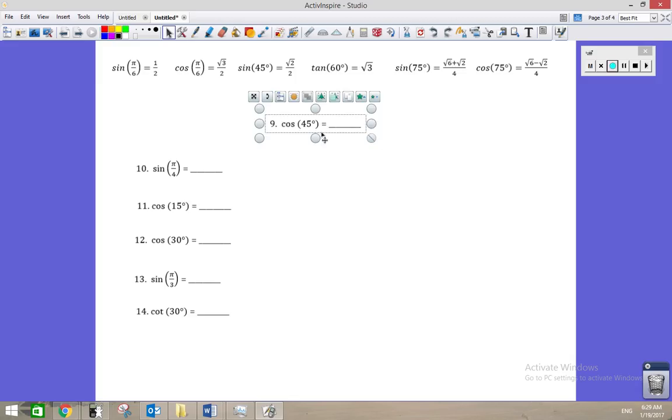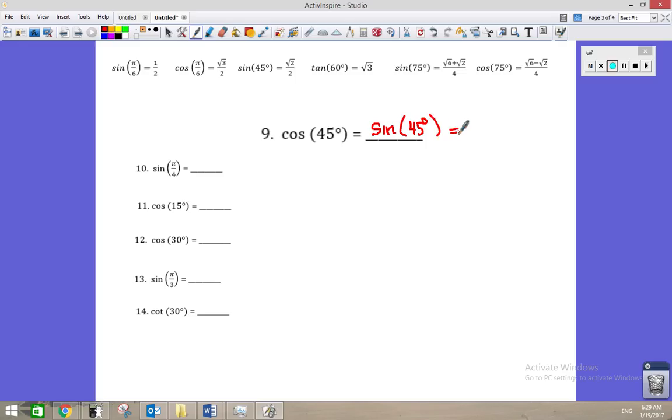So cosine of 45 degrees. I look among the list, they don't have cosine of 45 degrees here, but I know that cosine and sine are cofunctions, and 45 degrees is complementary to 45 degrees, and it does tell me that the sine of 45 degrees is radical 2 over 2.